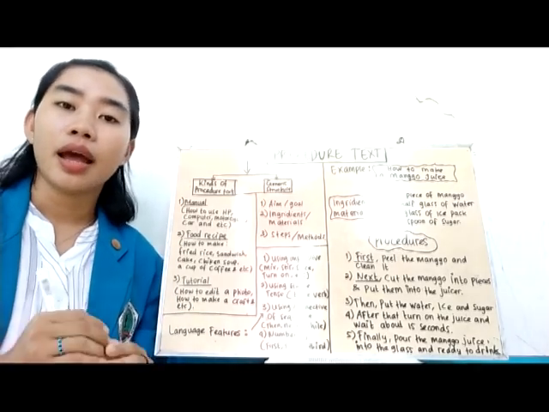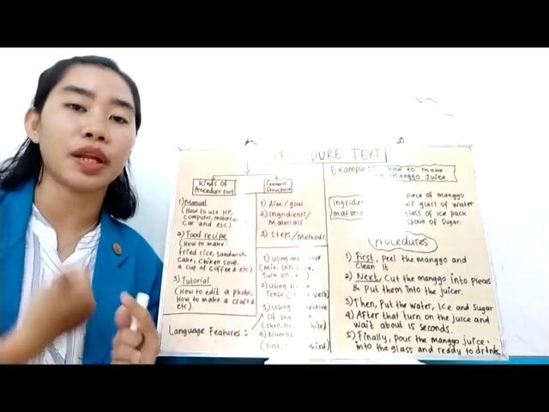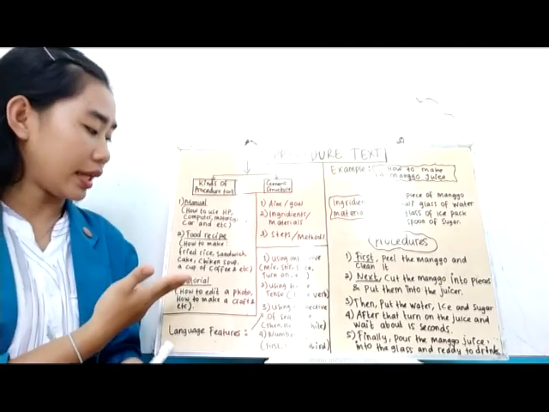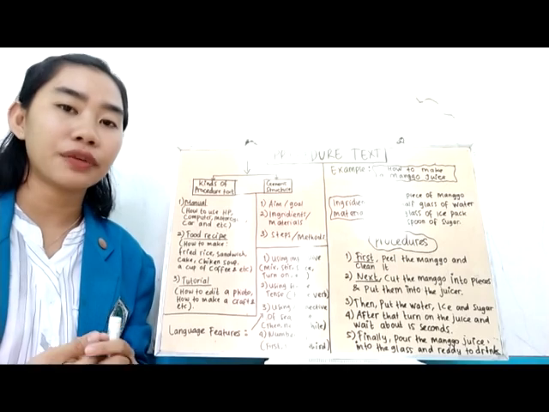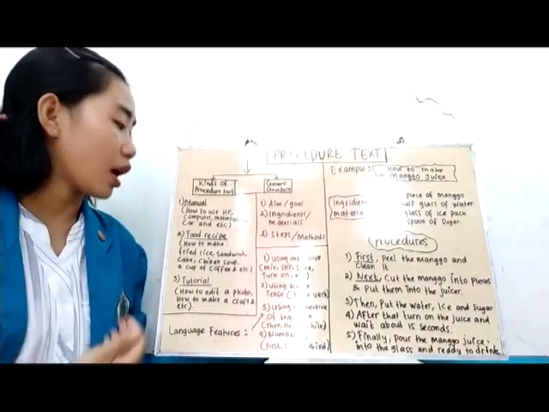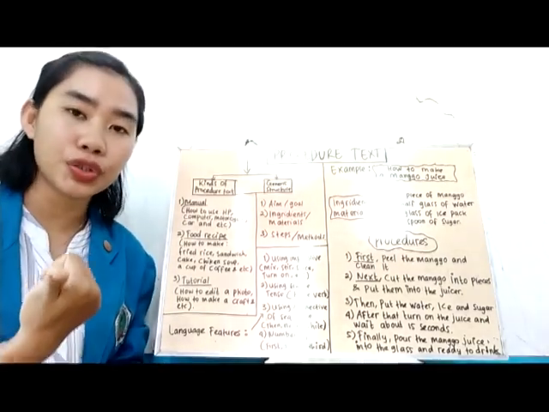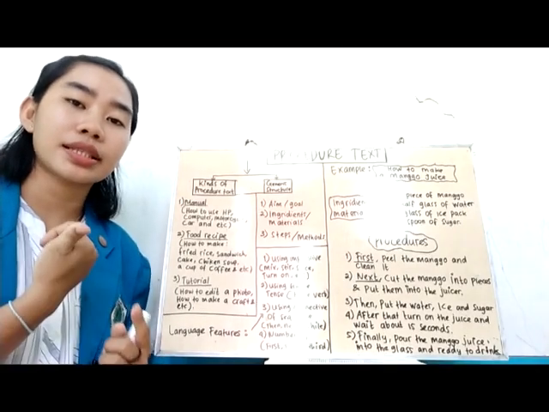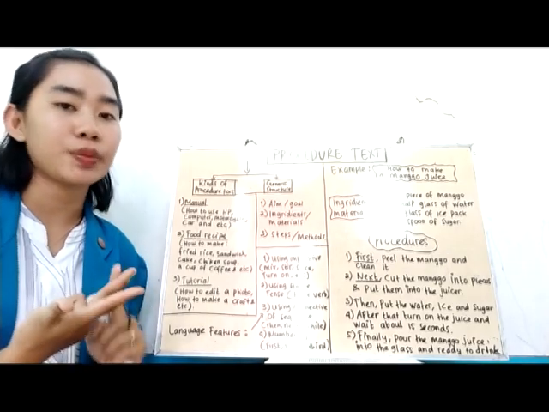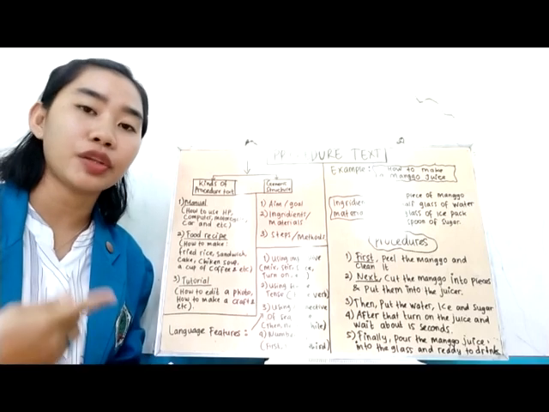And then next, procedure text has three kinds. The first is manual, then food recipe, and the last is tutorial. For the first, what is an example of a manual? For example, how to use a handphone, or the steps to use your phone, and then how to use a computer, how to use a motorcycle, a car, etc. Something that you are going to use.